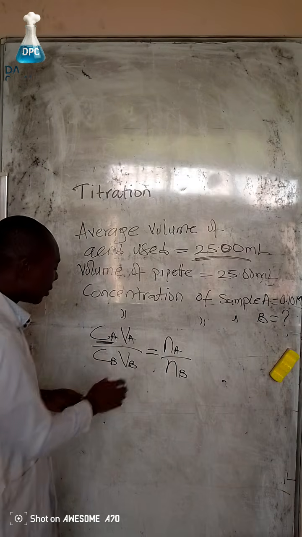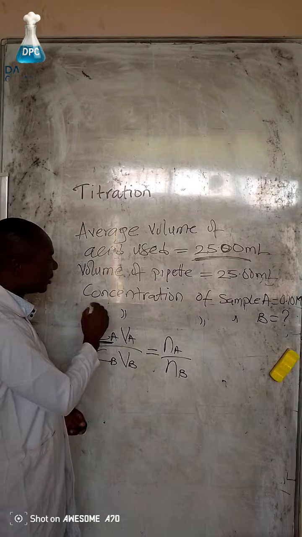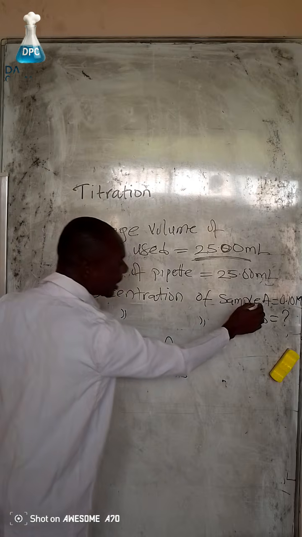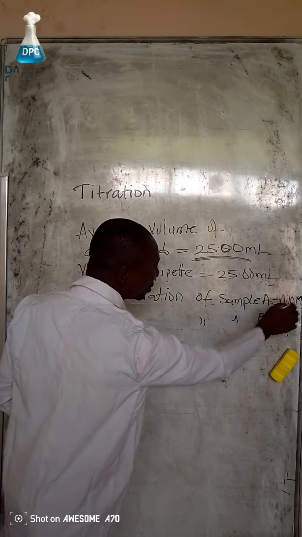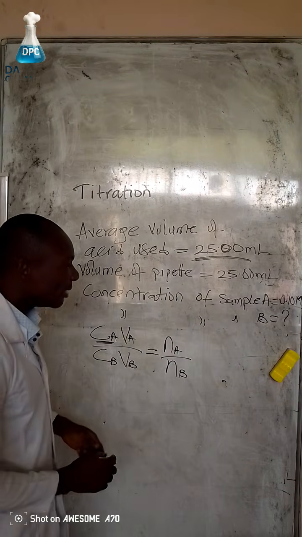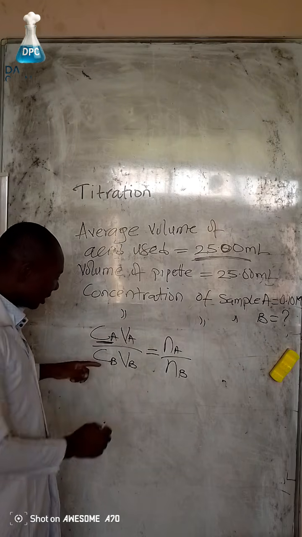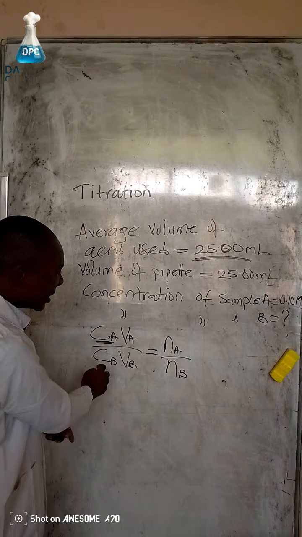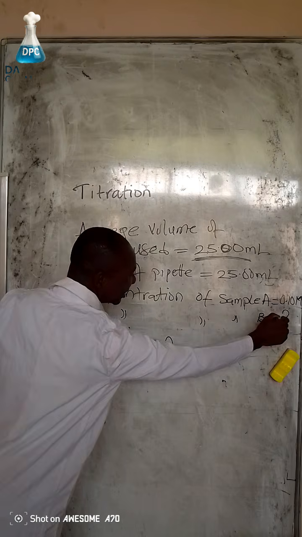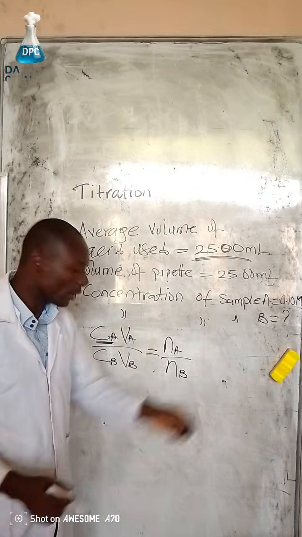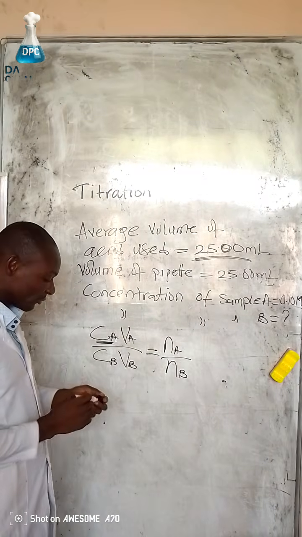Now, the concentration of A is given to you, concentration of sample A, 0.10 molar. The concentration of the base is not given, it's a question mark. You have to look for it. That's what we are struggling for.